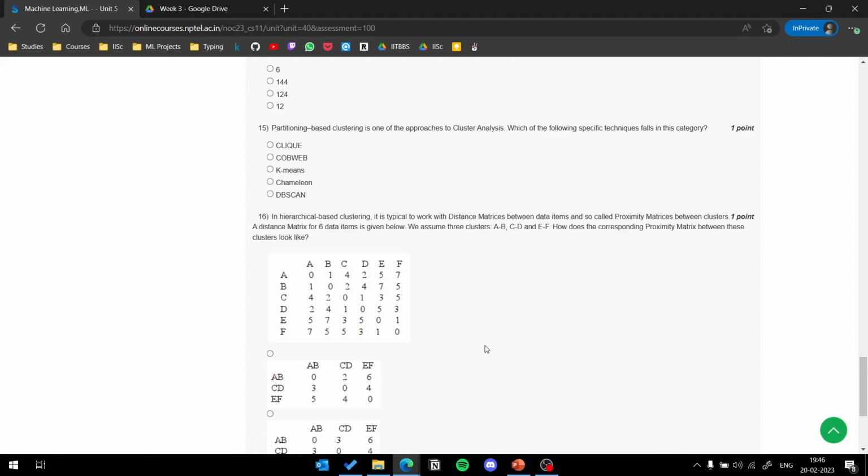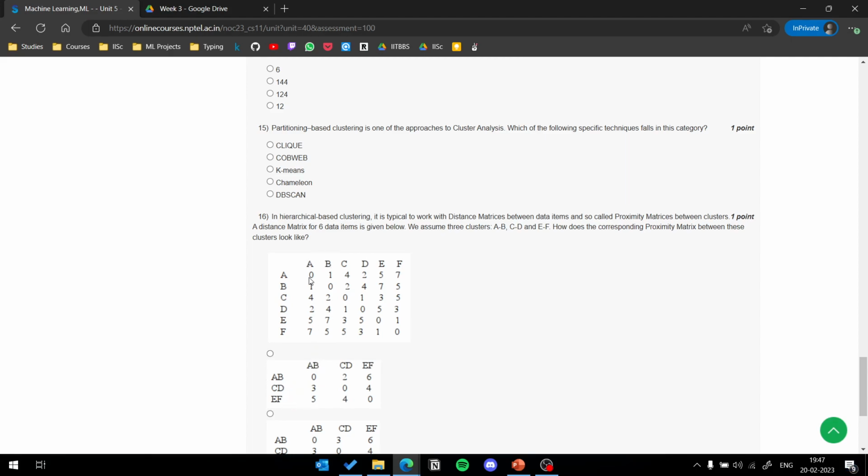How do you club it? It will club it into three: A, B, C, D, and E, F, is it? Yeah, that is mentioned. We assume three clusters A, B, C, D, and E, F. How does the corresponding proximity matrices between these clusters look like? So once you club them, you will have A, B, C, D, and E, F. The options are already there.